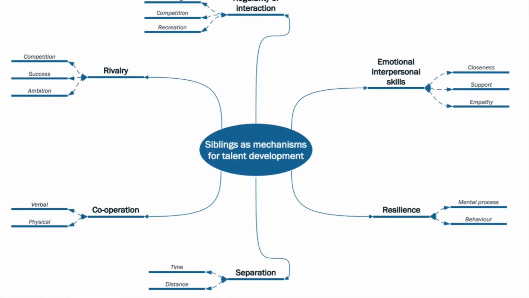Now, within family systems theory, there are a number of influential subsystems within the family unit to aid talent development. For example, the parent's influence on a child or a brother's influence on a sister. These subsystems create a structure within the family. As subsystems, they help the entire family as well as the individual. So here are some types of benefits of siblings for development. A few examples are rivalry, cooperation, regularity of interaction, resilience, just to name a few.